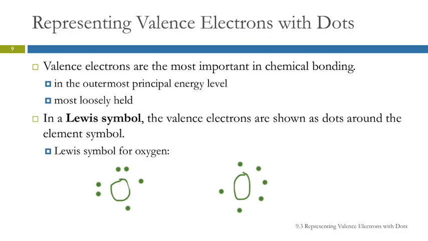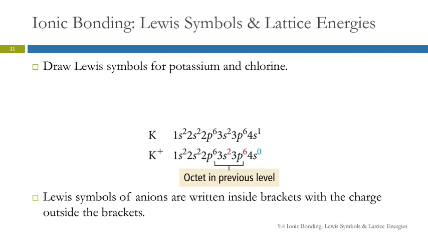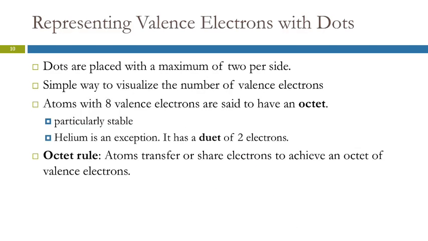There's only 4 places, 4 sides, top, bottom, right, and left. And then there'll be a maximum of 2 dots on each side. And this actually corresponds to the S and the P orbitals. So if we think about the main group elements, the valence electrons are going to be in the S and the P orbitals of the valence shell. And could be 2 here, 2 there, 2 there, 2 there. So that's 4 places, maximum of 2 electrons per place. So it's not a coincidence.